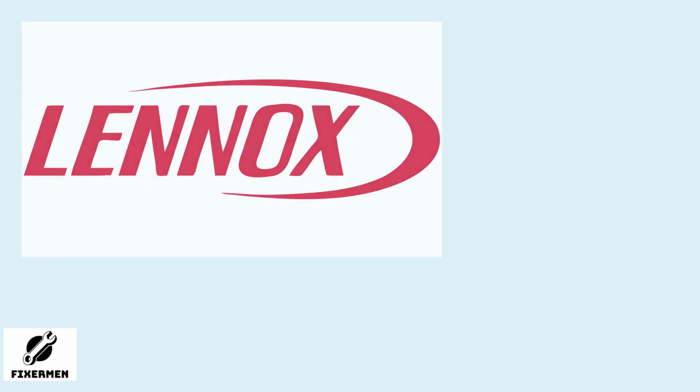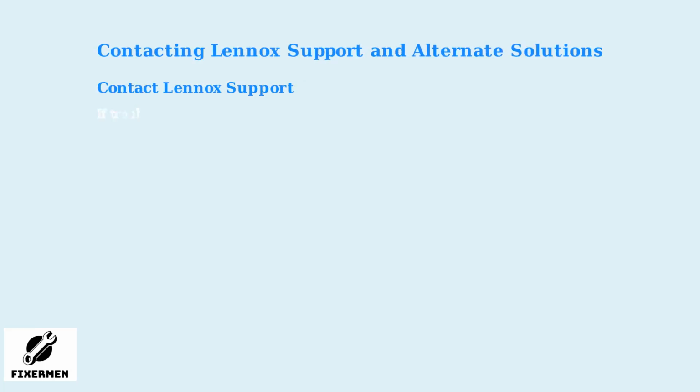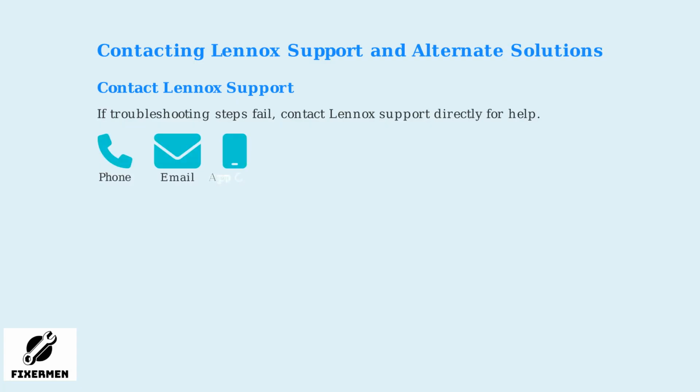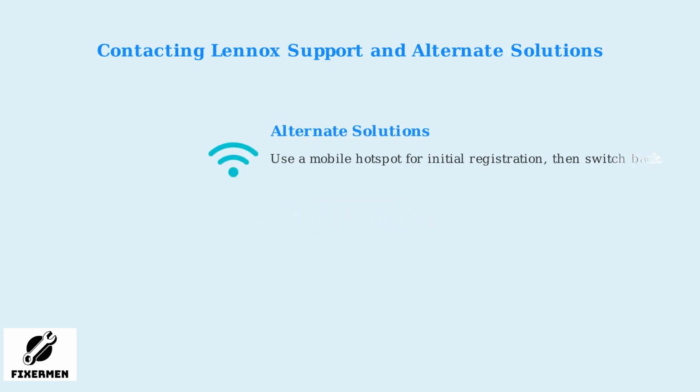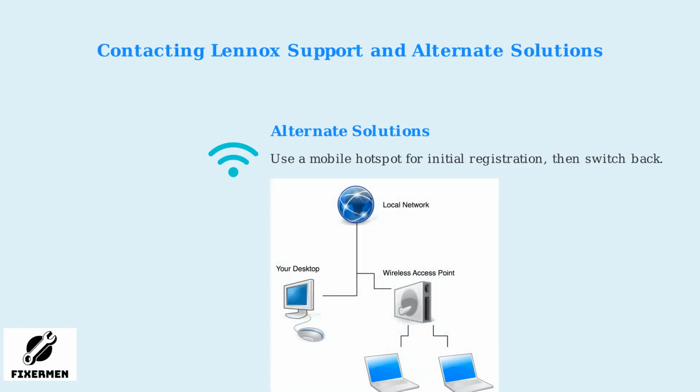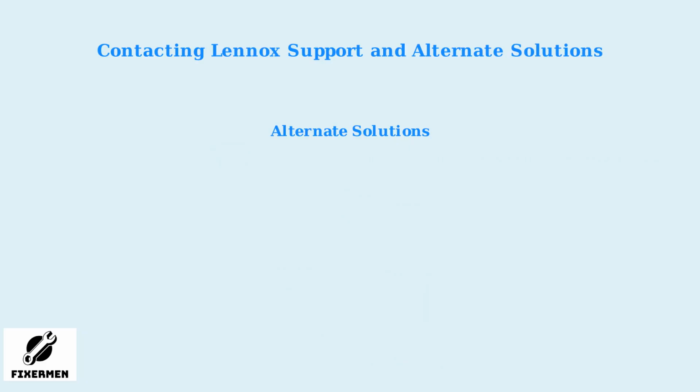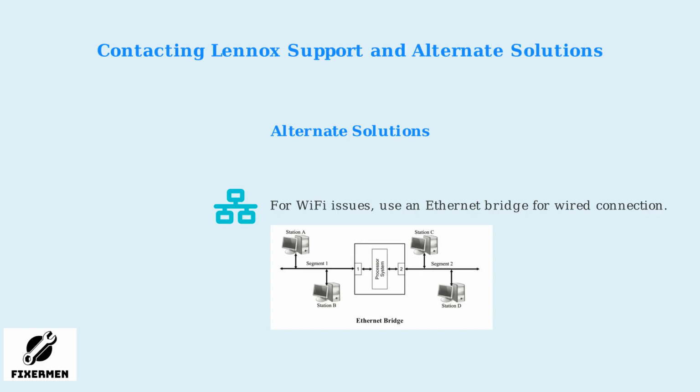If none of the troubleshooting steps resolve the Wi-Fi setup failure, contact Lennox support directly. They can provide personalized assistance through phone, email, or the app's chat feature. Support may offer manual registration assistance to bypass app issues or identify server-side problems that require Lennox intervention. For alternate solutions, some users successfully use a mobile hotspot for initial registration, then switch back to their home network. Others use an Ethernet bridge to establish a wired connection in areas with problematic Wi-Fi.